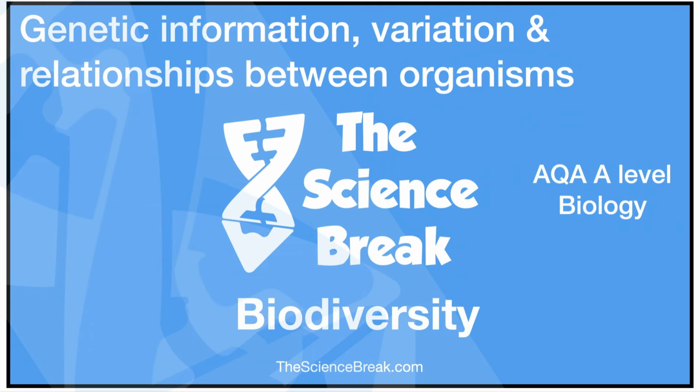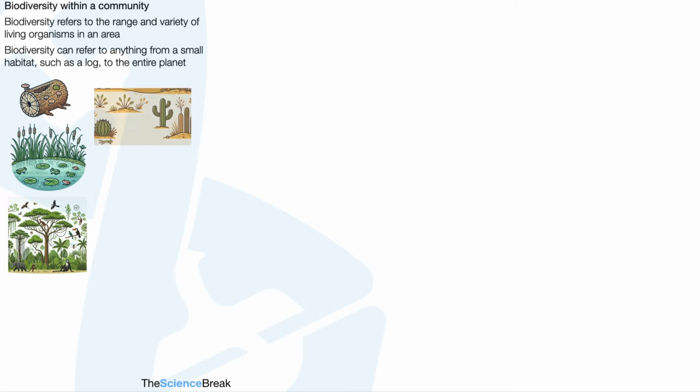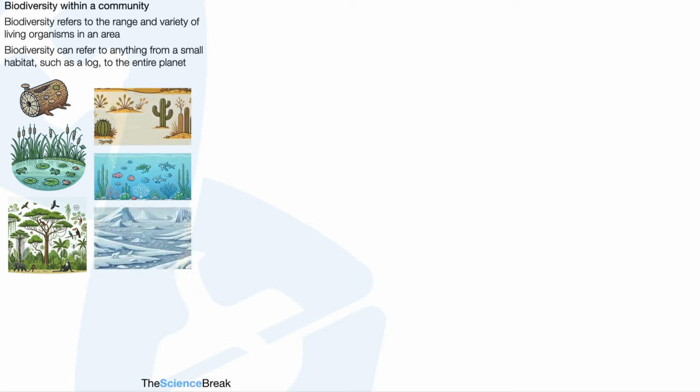Next, we're going to take a look at biodiversity within a community. Biodiversity refers to the range and variety of living organisms in an area. Biodiversity can refer to anything from a small habitat, so we have a log, a pond, a rainforest, a desert, an ocean habitat, or a frozen habitat. We can, of course, go all the way up to the size of planet Earth.